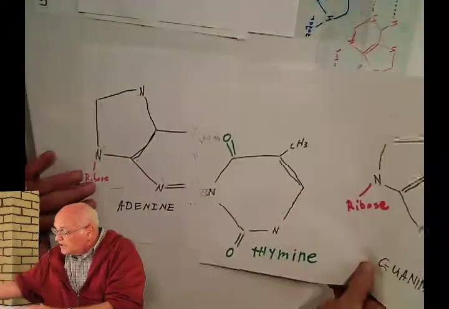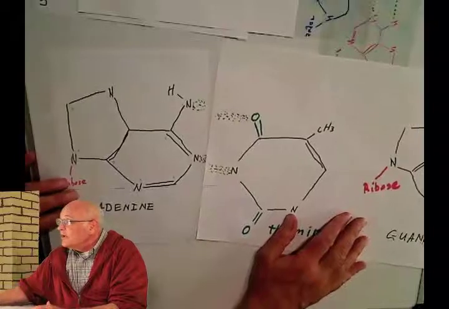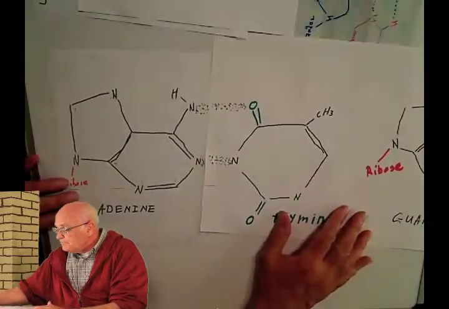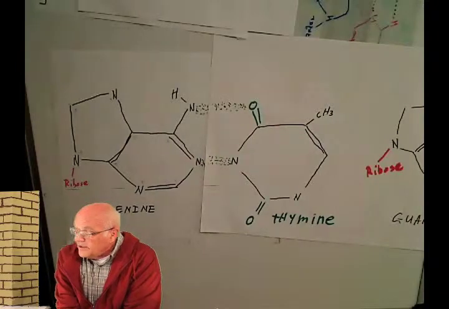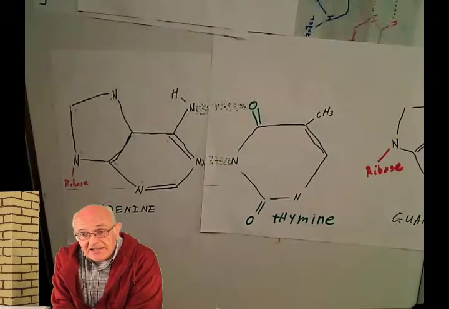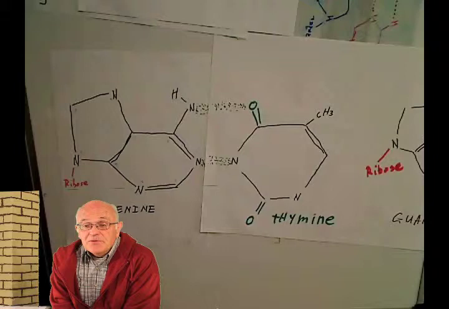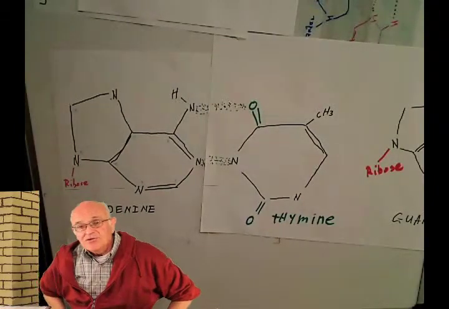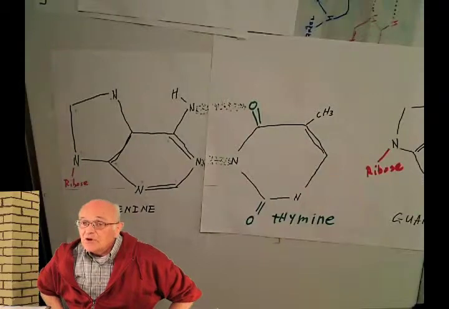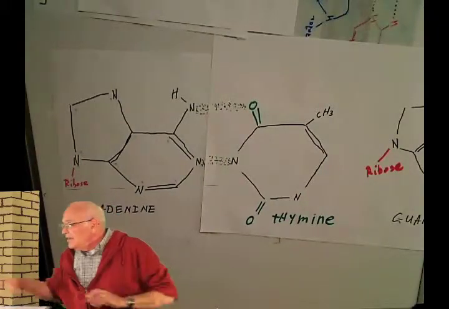Adenine, of course, combines with 2 hydrogen bonds with thymine. And thymine has no symmetry. Adenine has no symmetry. The base pair, adenine and thymine, have no symmetry whatsoever. They're always combined the same way.